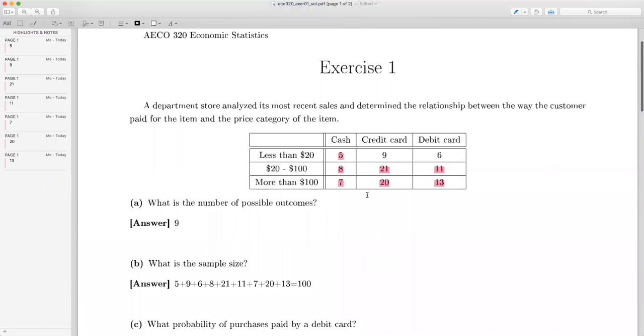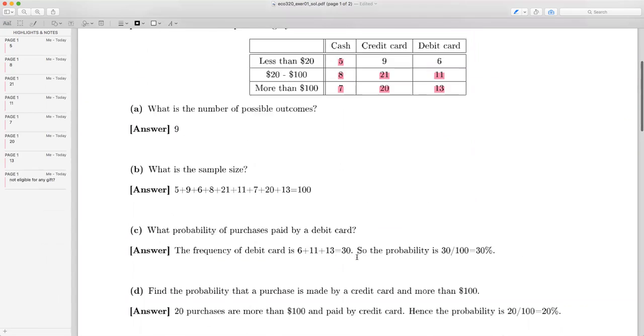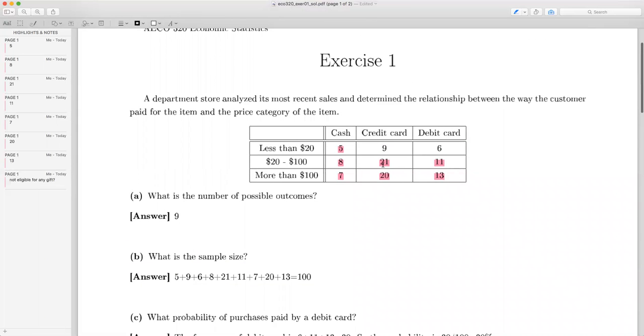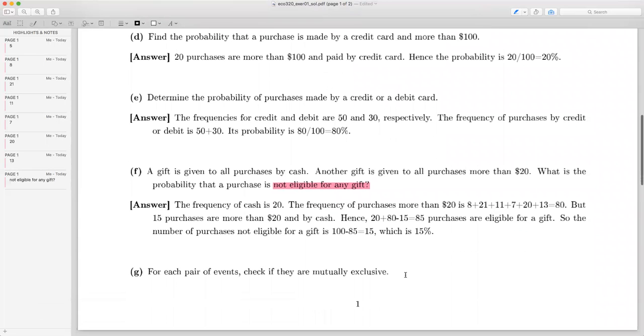Okay, and then for the other one, it is either paying by cash or paying with a credit card or debit card. So you just add these numbers: 5 plus 8 plus 7 plus 21 plus 20 plus 11 plus 13 is 85. So the probability that you are getting a gift is 85 over 100, 85%. But the question asks for not being eligible for any gift. Since we have the probability that you are eligible, not eligible is 1 minus 85%, which is 15%. So that's why you are getting this.